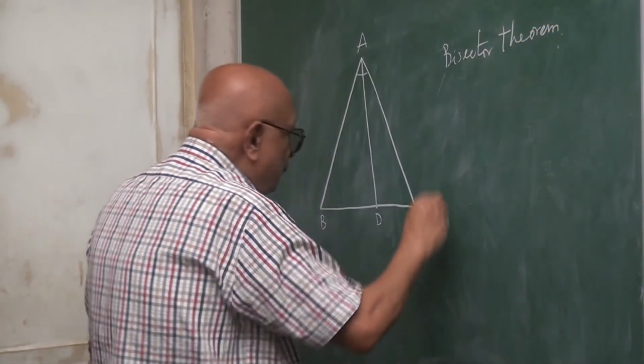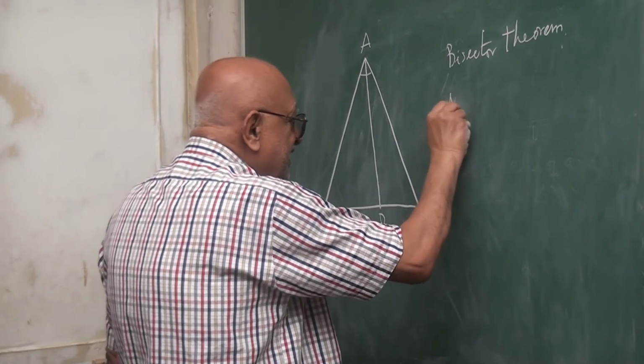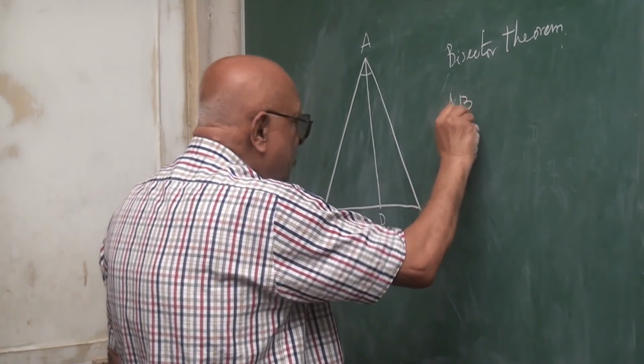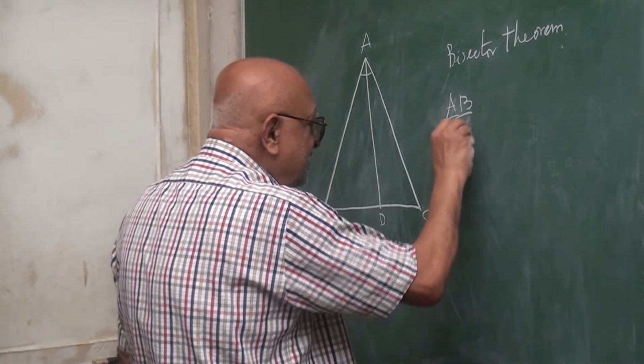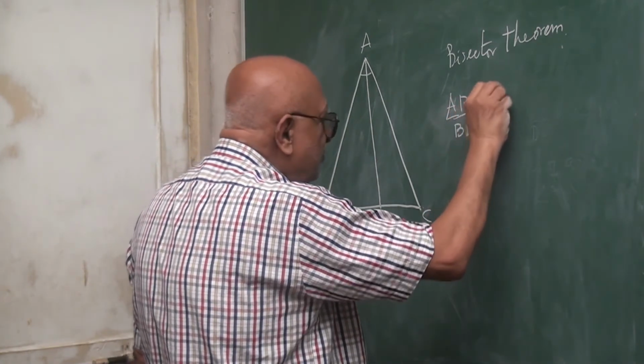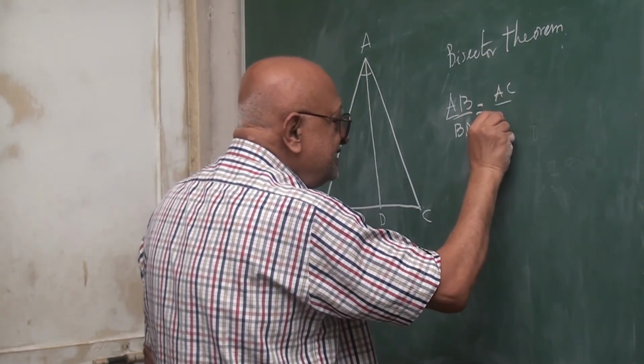We have to prove AB by BD would be equal to AC by CD.